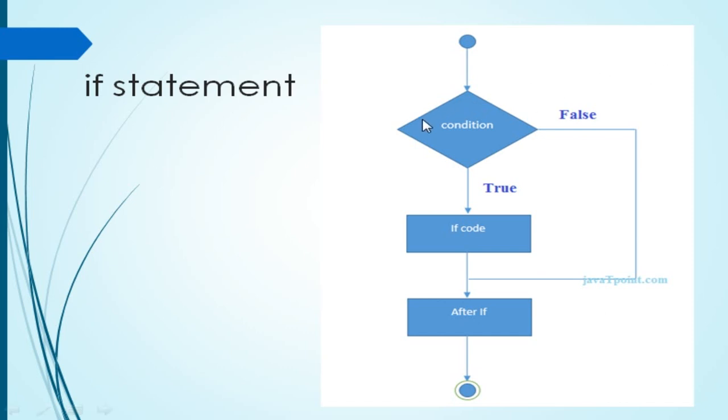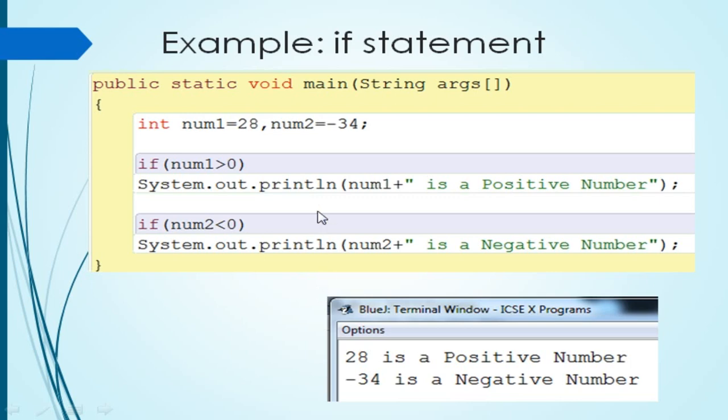Here you can see the condition is tested. If the condition is true, it will execute the if block, and after completing it, it carries on with the remaining code. If the condition is false, it doesn't do anything, it directly goes to the remaining block of statements. You can see an example here.